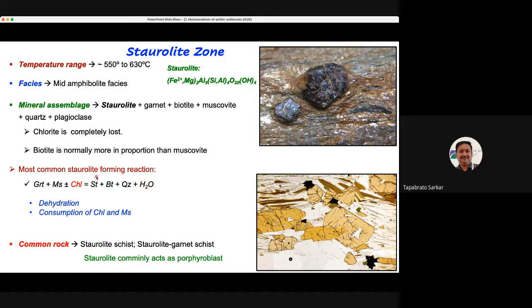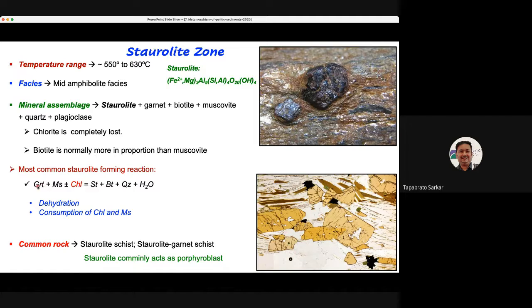Now, if you look at these reactions, dominantly garnet plus muscovite gives staurolite, biotite, quartz, and water. If by chance, for some special kind of bulk composition, chlorite or some grains of chlorite is still left out, this also takes part in this reaction to form staurolite, biotite, quartz, and water. That's why I marked it in red. Normally, chlorite is completely lost, but if a few grains are present, this will be taken up in this reaction.